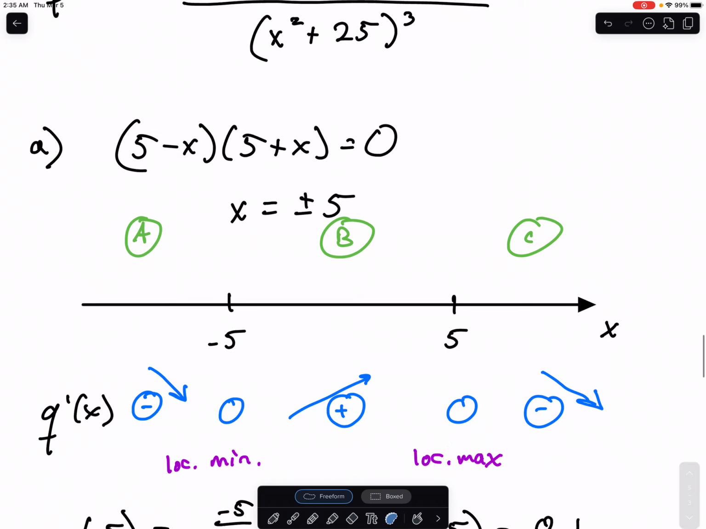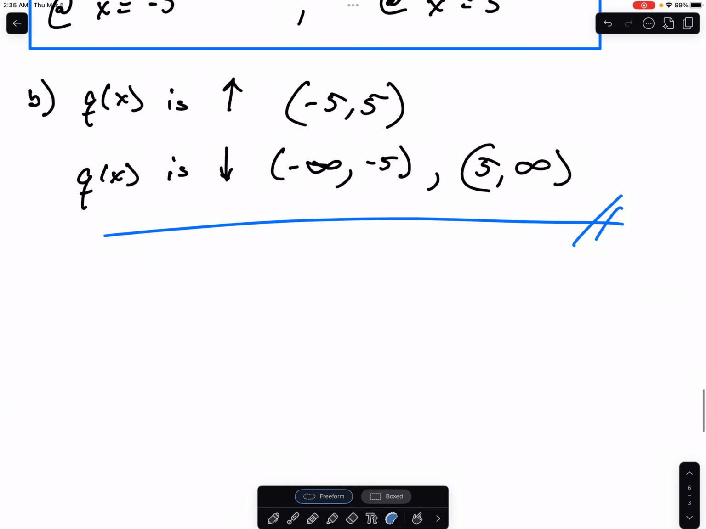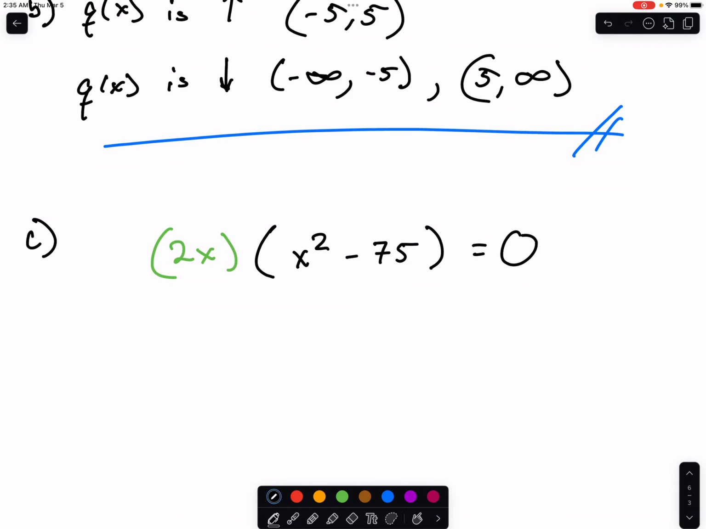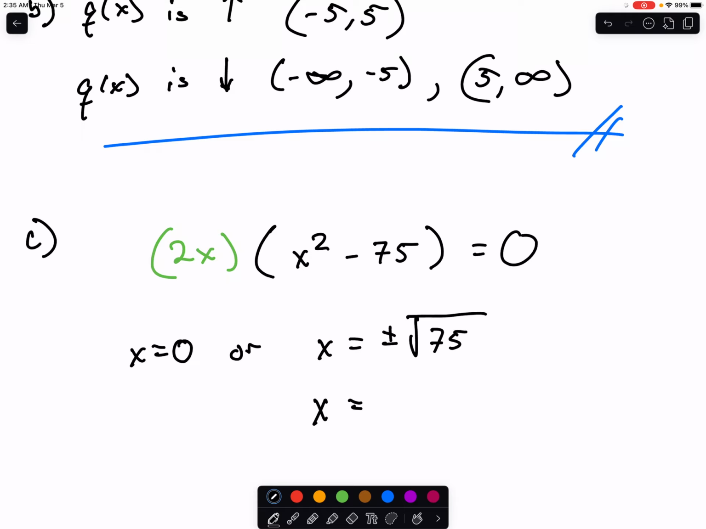Let me just copy and paste. This is part C. We want to set this guy to 0 and solve. So either x equals 0 or x squared equals 75, so x equals plus or minus the square root of 75. What is that? 25 times 3.